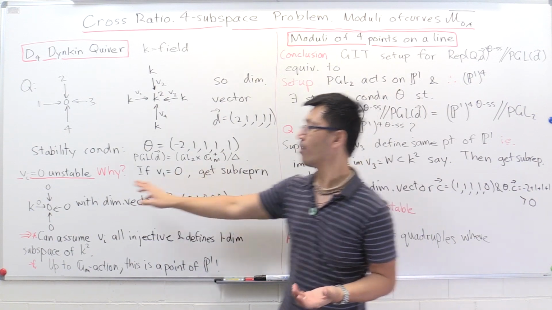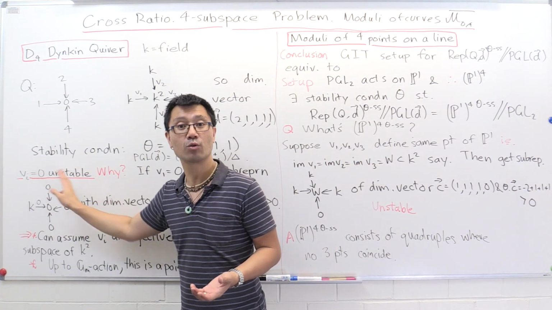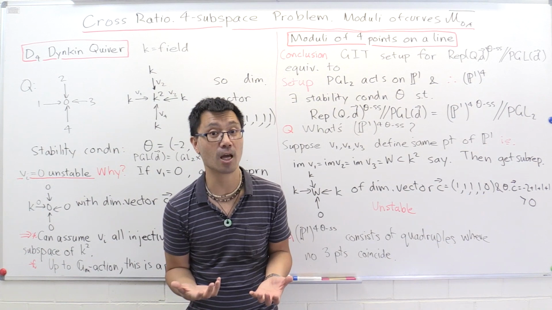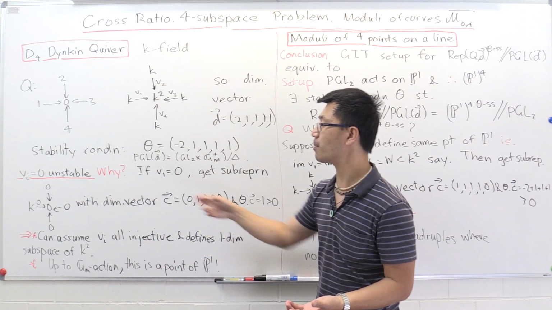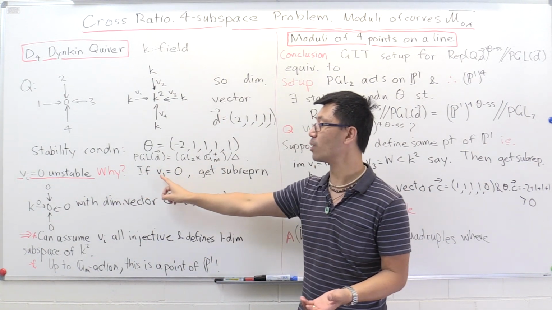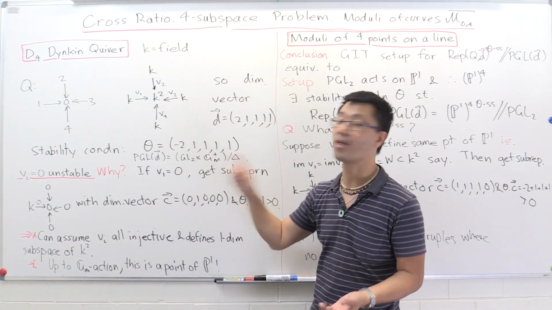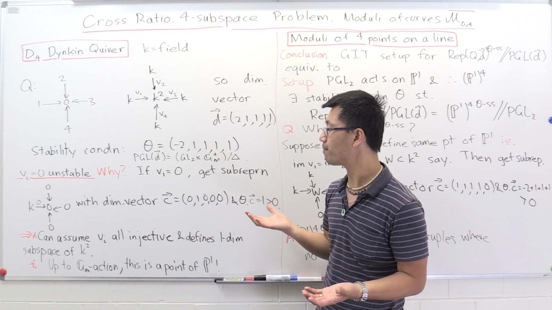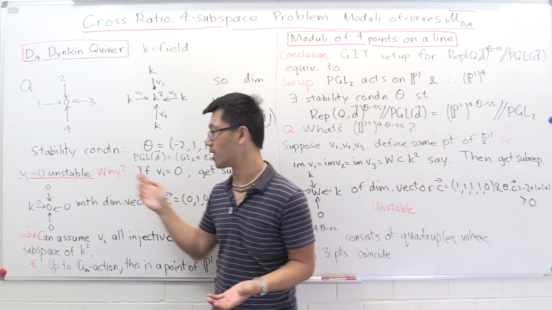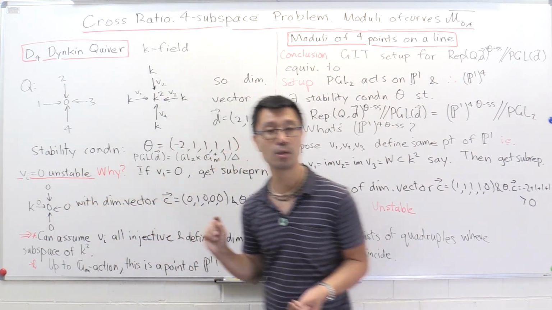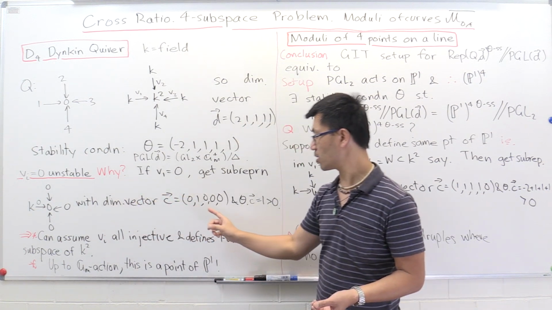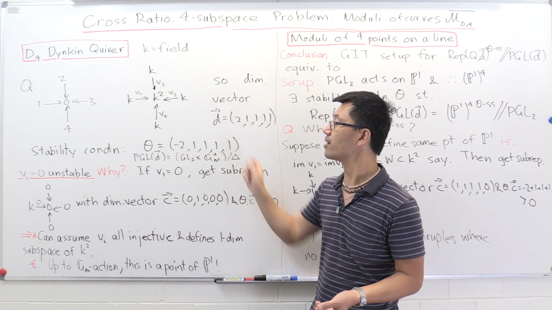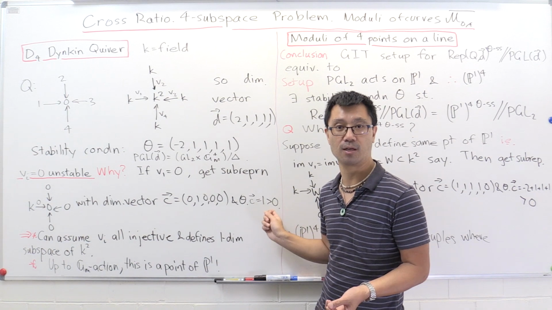So let me show you that if any of the V_i equals 0, then that gives you an unstable representation. Let's suppose that your i here is 1, so V_1 is equal to 0. I want to show that that's unstable. So let's remind ourselves what we need to do to show that. We want to find a sub-representation such that its dimension vector, when you dot it with this theta, the stability condition, is positive.